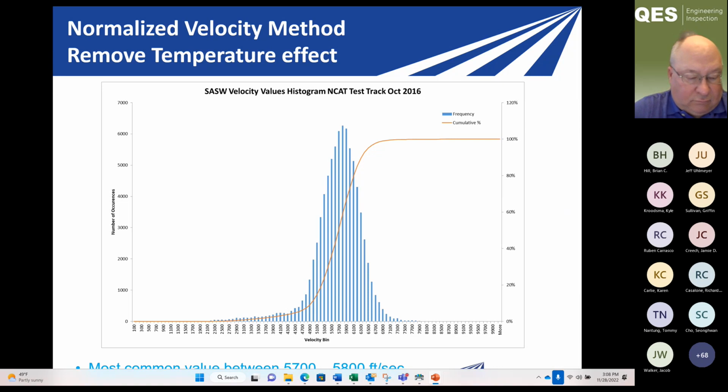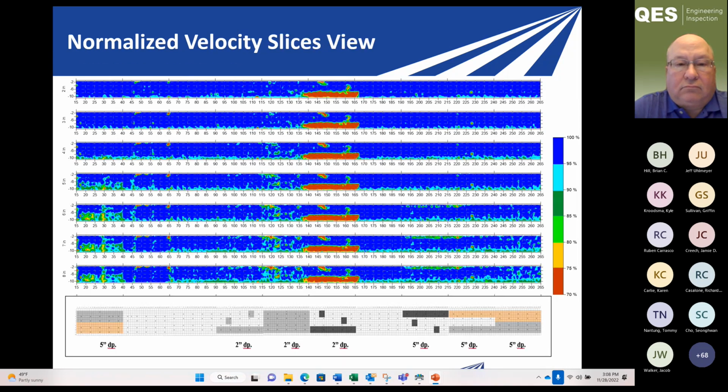So this is just a histogram of the data. If you go to the next slide, this is the normalized result of that same data that was shown 2 slides ago on the NCAT test track. So it helps to bring out some of the features, and you're not constantly fighting with your color scale as far as what velocities we should be using on a hot day versus a cold day. Just normalize it by that most common value.